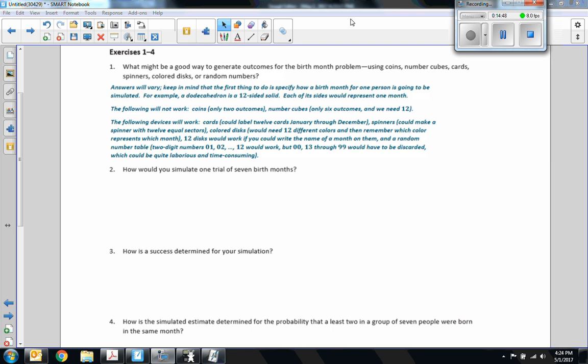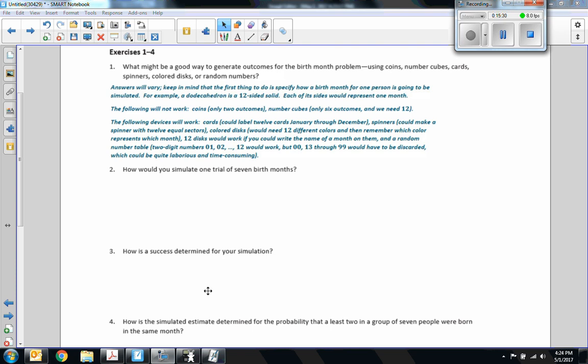The following devices will work. Cards. Could label 12 cards January through December. Spinners. Could make a spinner with 12 equal sectors. Color discs would need 12 different colors, and then remember which color represented which month. 12 discs would work if you could write the name of a month on them. And a random number table, two-digit numbers, 01 through 12 would work, but 00 and 13 through 99 would have to be discarded, which would be quite laborious and time-consuming. Okay. Could be done, but you're going to be discarding a lot of options.